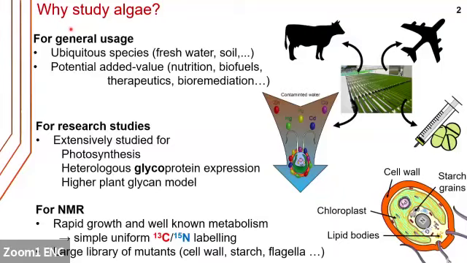For NMR, it's also great to work with, because it has a rapid growth and a well-known metabolism, making the carbon-13 and nitrogen-15 labeling quite easy to make and also not expensive, because it's a photosynthetic organism. So we don't need glucose, we just need sodium bicarbonate. Finally, we already have a large library of mutants available to work with algae. For example, here I will use some cell wall or starch mutants for this presentation.